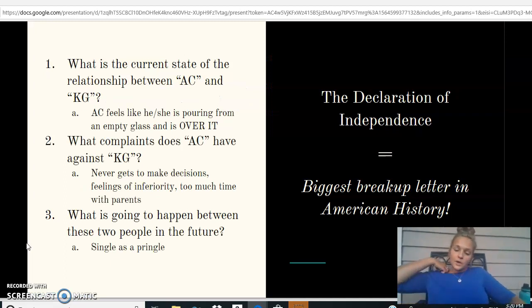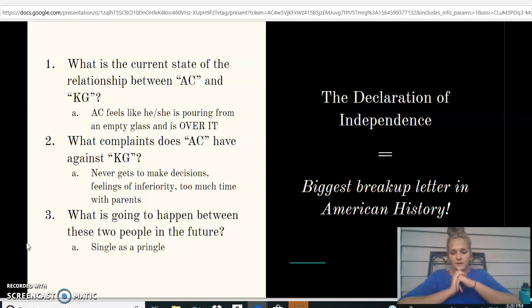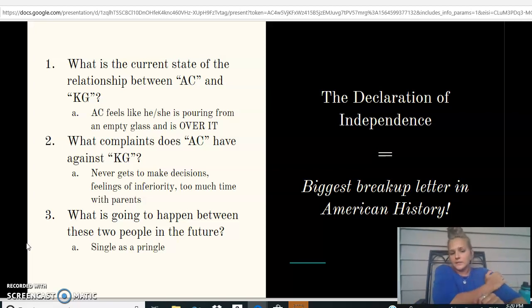Okay, so I would follow that with a few questions, and excuse any pauses that I might have. The first question I would ask is, what is the current state of the relationship between AC and KG? And I might actually call on a few people rather than just one and have them discuss or say what they think their answer is.